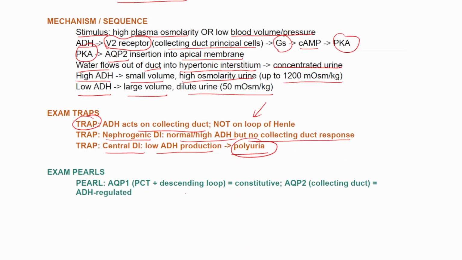As a final high-yield example to ensure maximum coherence, you must differentiate between the types of aquaporin channels. Aquaporin 1 channels, which are situated in the proximal convoluted tubule and the descending loop of Henle, are entirely constitutive and always open. In sharp contrast, aquaporin 2 channels in the collecting duct are strictly ADH regulated and depend entirely on hormonal signaling to permit water reabsorption.